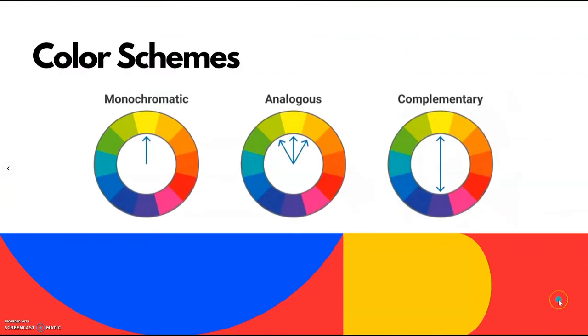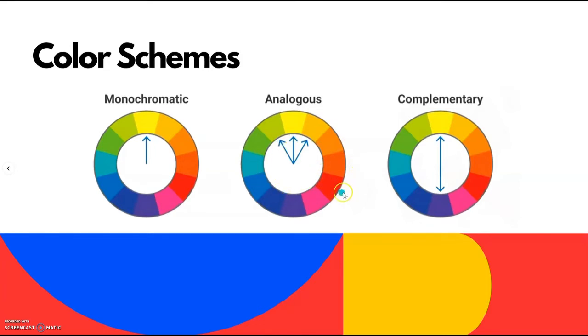Now we're going to talk about color schemes, and that's how you arrange colors together to create your designs. So the first color scheme that we need to know are monochromatic color schemes, and that's when you grab 1 color. For example, if you just grab yellow and you added tones, tints, or shades to it, but the main color you use is yellow, that's called monochromatic, where you use 1 color.